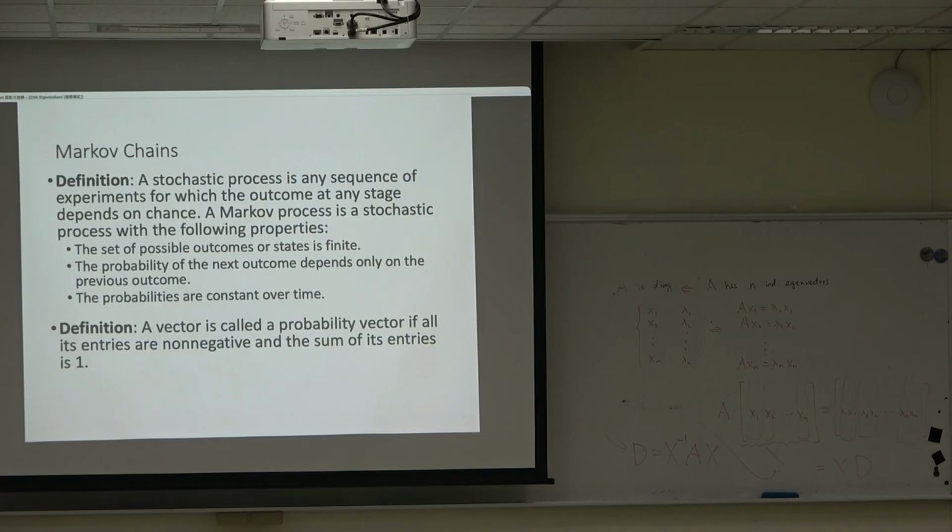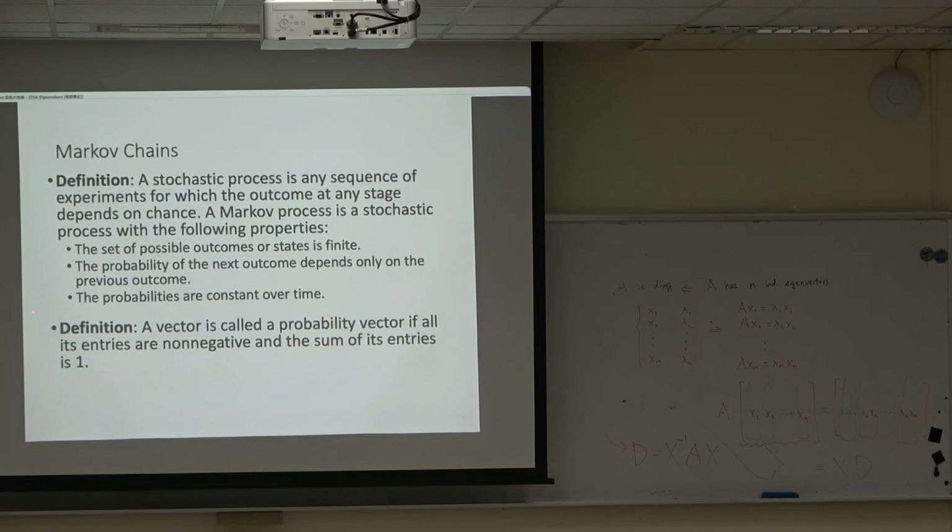The last one is actually an application. Okay. So a stochastic process is any sequence of experiments for which the outcome at any stage depends only on chance. And the Markov process is a stochastic process with the following properties. First, the set of possible outcomes or states is finite. Okay, there are only a finite number of states. Second, the probability of the next outcome depends only on the previous outcome.